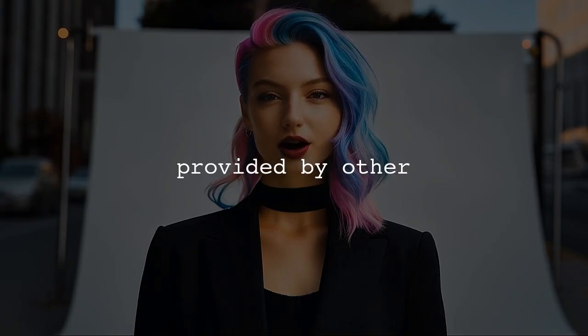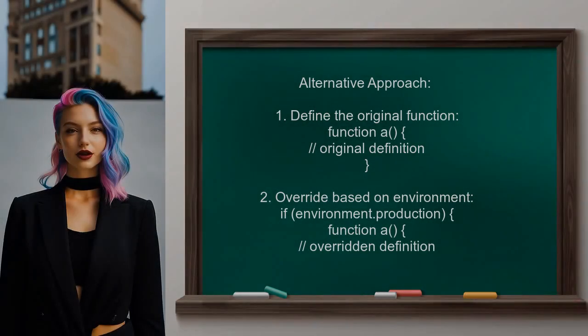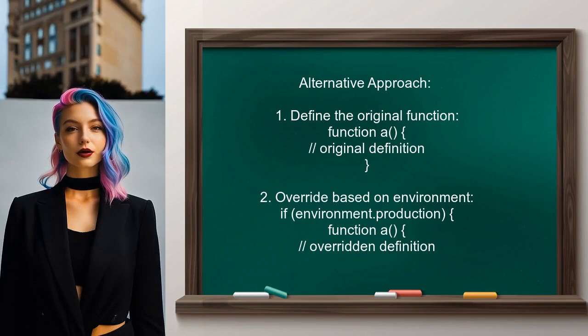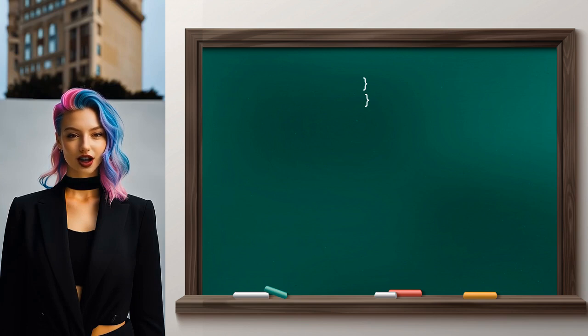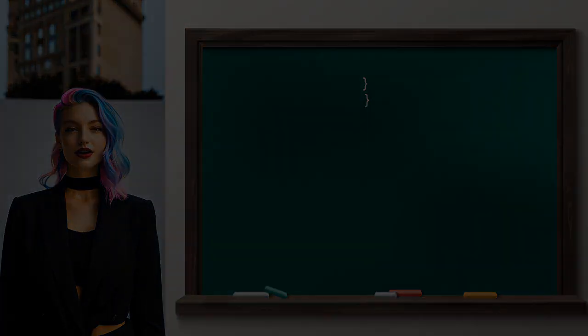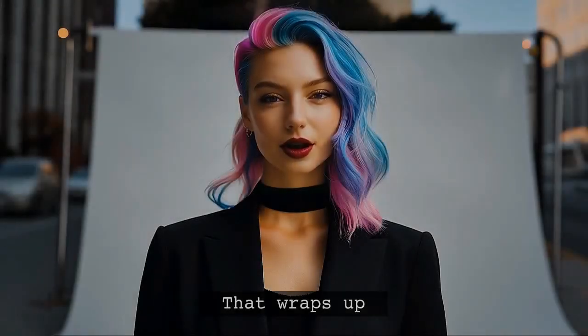Now, let's look at the answers provided by other users. An alternative approach suggested by another user involves overriding a function based on the environment. For instance, you can define a function and then, if the environment is set to production, redefine that function with a new implementation. That wraps up that answer.